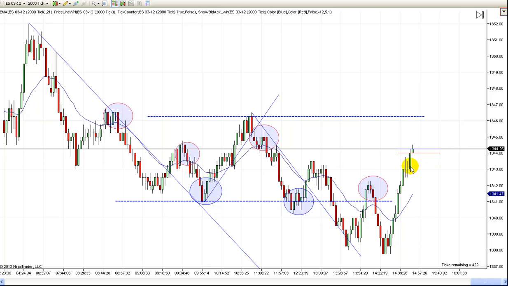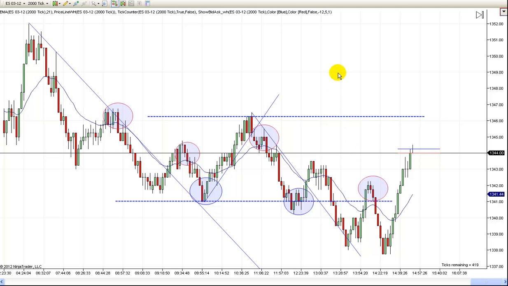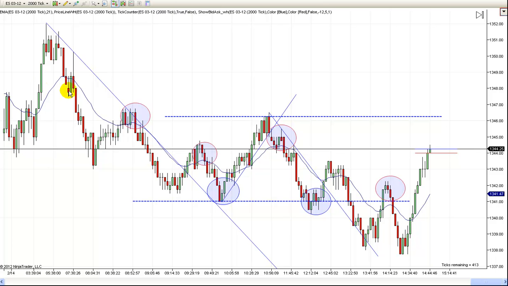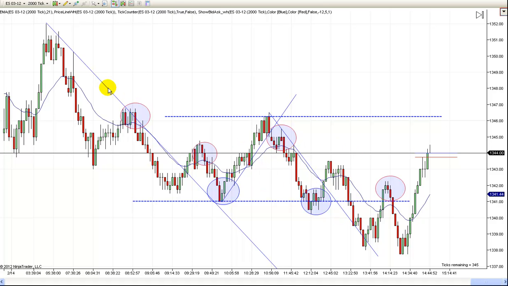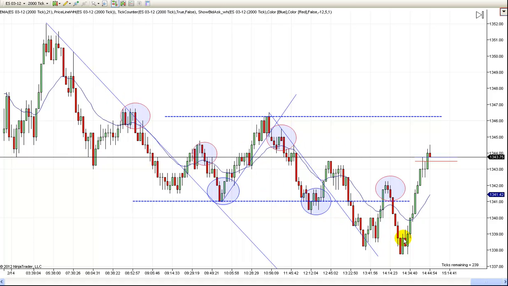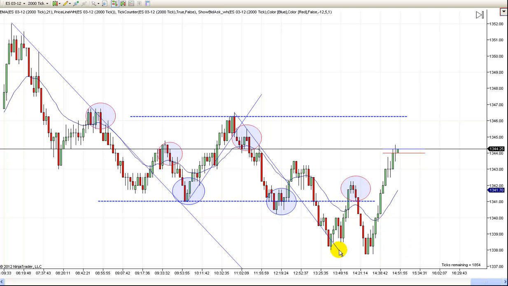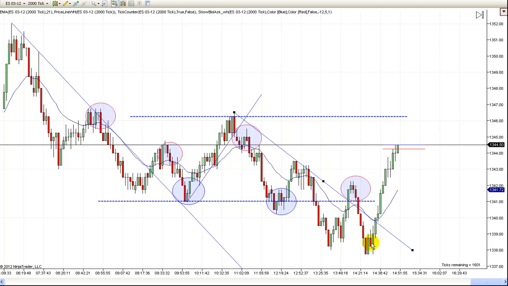Now, if you get this right and you get on the right side, that's great. But it takes a lot of nerve to go long down here, knowing that prices have been kind of trending down all day. Even though we've been in a trading range, the bias has been down all day. And except for this little hour stretch right here, the bias has been down all day. So, it takes a lot of nerve to go long right here. But that's what you've got to learn to do.